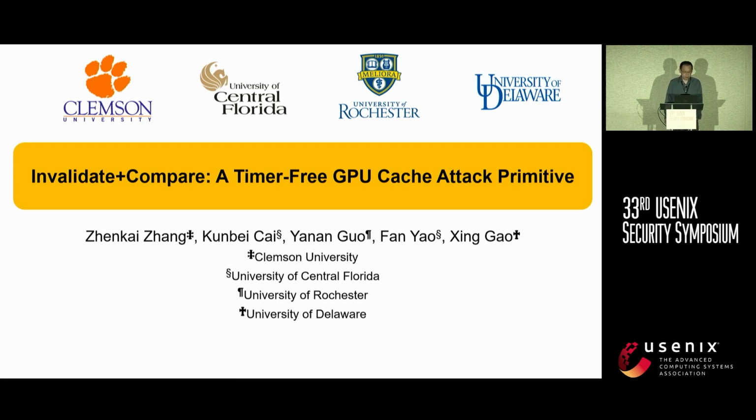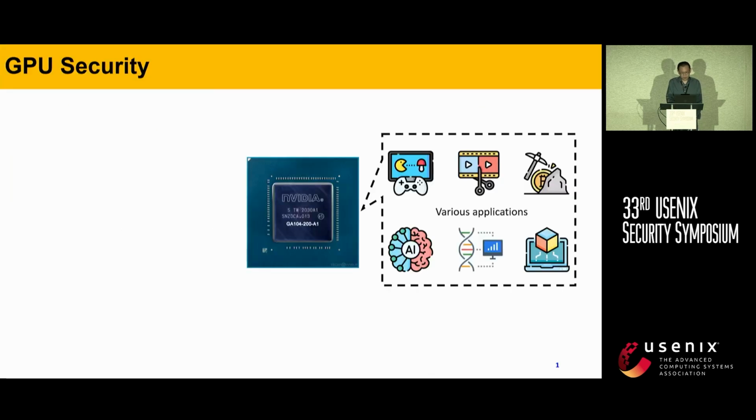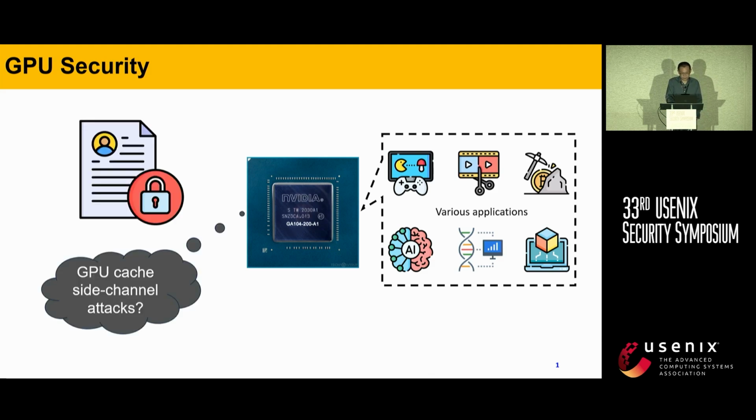I will present our work, Invalidate+Compare, a timer-free GPU cache attack primitive. As we know, GPUs have become increasingly popular, and they are needed by various applications, ranging from graphics rendering to deep learning. Despite the common adoption of GPUs, their security implications, especially from the hardware perspective, have not been thoroughly studied. As an outstanding example, information leakage through GPU cache is extremely underexplored compared to that of CPU cache.